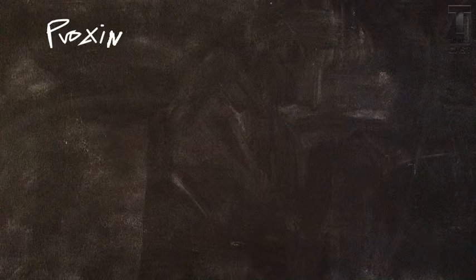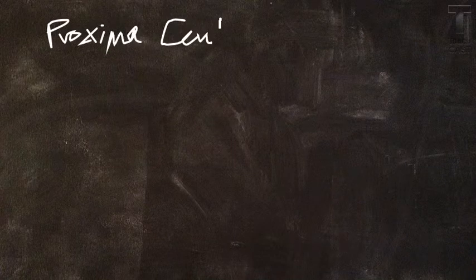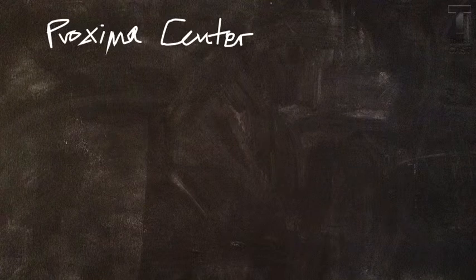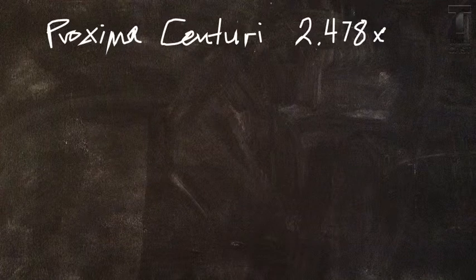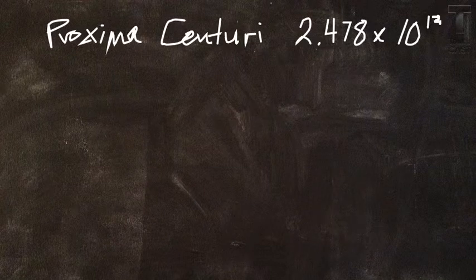We talked about in that last video that the nearest star, Proxima Centauri, let's spell that right, Mr. Baker, Centauri, is 4.2 light years away, which we saw was 2.478 times 10 to the 13th kilometers.